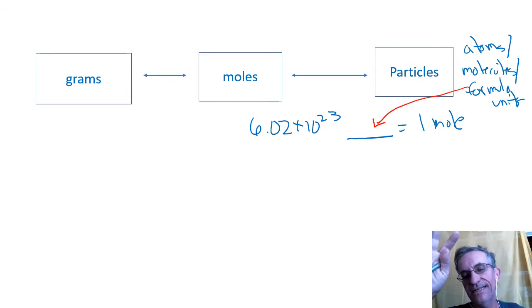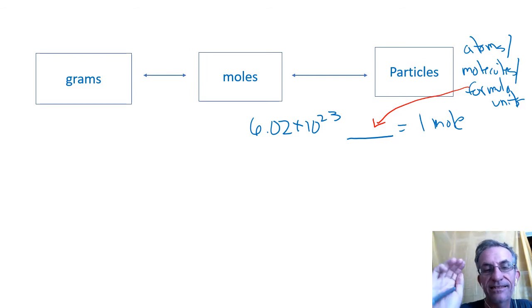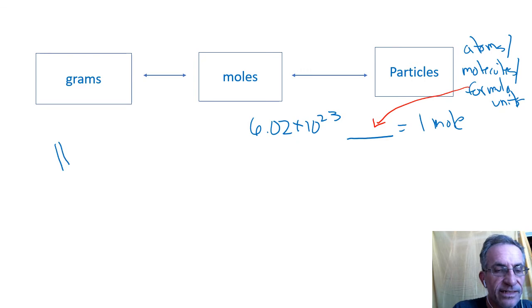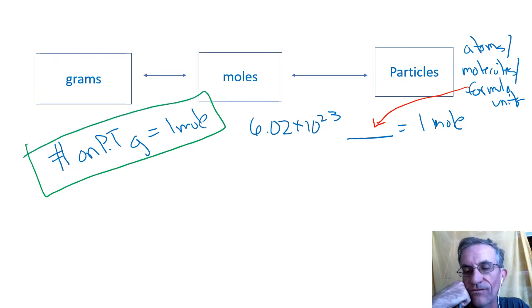Now what we're seeing in this video is that moles are related to grams. It's related to weight as well. The way it's related to weight is that moles and grams are related by that number on the periodic table. Whatever number you see on the periodic table under the element, that's how many grams it takes to have a mole. So this conversion will get us between grams and moles or vice versa.